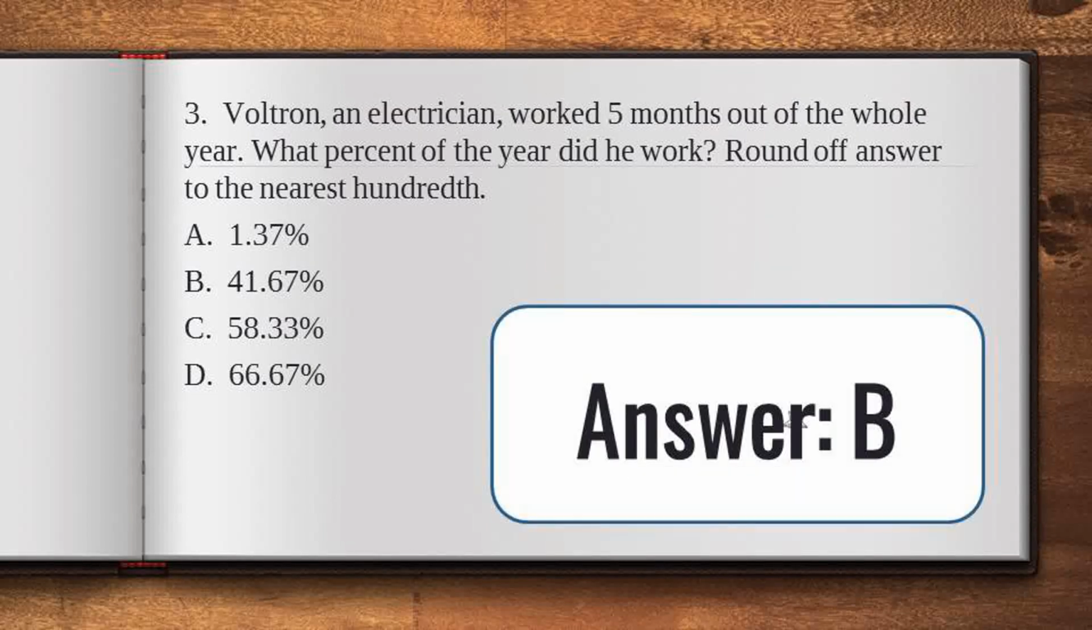The correct answer is letter B. So for this item, we just apply fractions. So we recall the rules on fractions. Then we convert the fraction to decimal, then the decimal to percent. So based on the problem, since Voltron worked for 5 months out of 1 year, which is comprised of 12 months, we just divide 5 by 12, and this gives us 0.41666. We then multiply the same by 100 and add the percentage sign to get the percent.